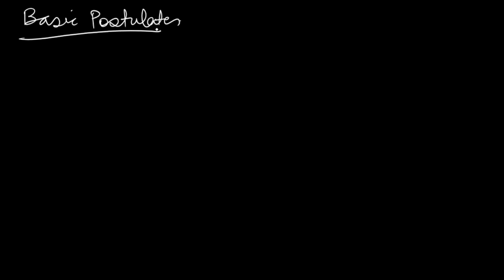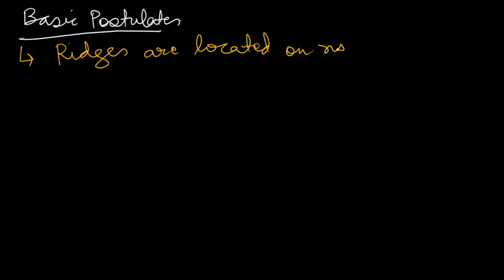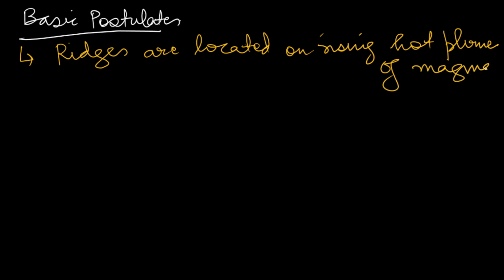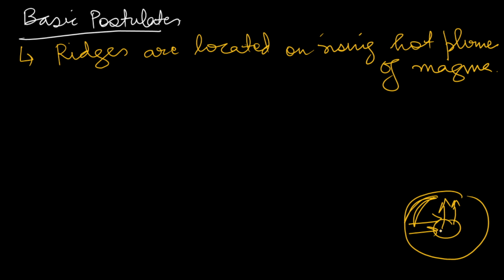So there are basic postulates which can be arrived at by this theory. What are the basic postulates of this theory? First one is that ridges are located on rising hot plumes of magma. When we discussed the convection current, we discussed that suppose this is earth, so this is rising hot plumes of magma, and then going down cold plumes of magma, that is sinking cold plumes of magma, and this is the lateral belt. So this we have discussed in the convection current. Please do watch it, then you will understand this.